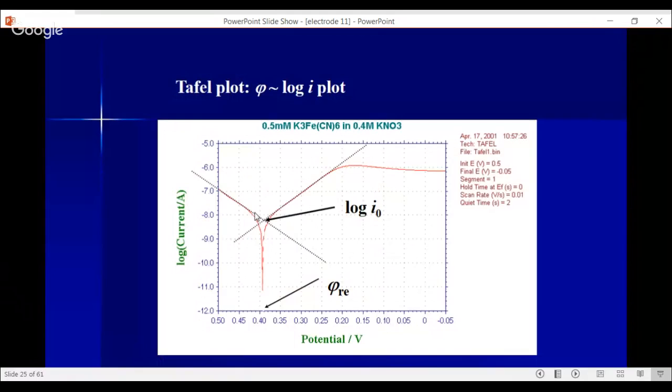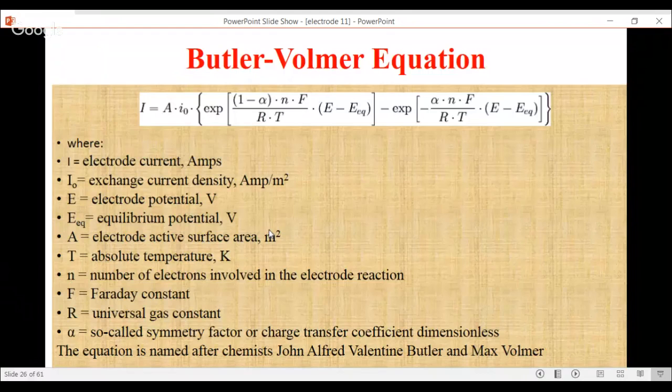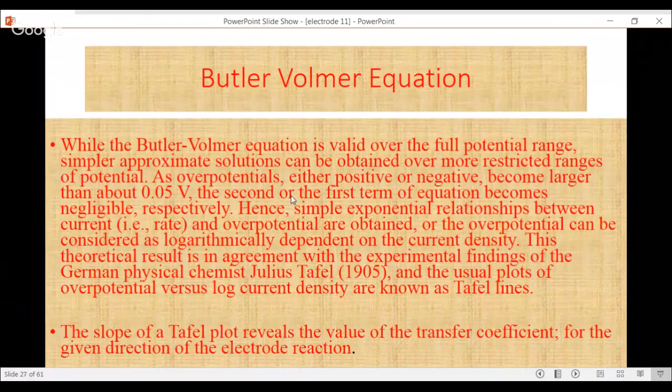You see, if the anodic reaction current is like this and the cathodic reaction is this, then in this potential range up to this, you can see that it is linear. In the same way, from this to up to this, it is linear. Potential is the x-axis. So what it means is that as overpotentials, either positive or negative, become larger than 0.05 volt, the second or the first term of the equation becomes negligible.